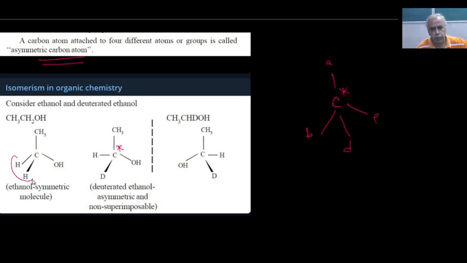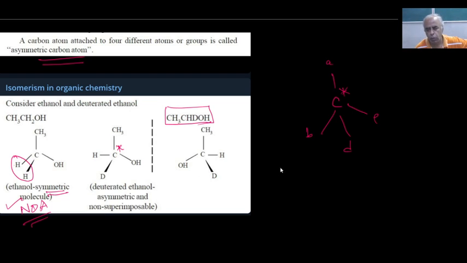This is not optically active. Why? Because there are two hydrogens, so it is not asymmetric. So this is a symmetric molecule. So ethanol is a symmetric molecule. It is not optically active. Whereas this deuterated one, deuterium meaning the isotope of hydrogen, is replacing another hydrogen. In that case, now when you keep a mirror, it forms non-superimposable mirror images. So this is the deutero compound. So it is asymmetric and it results in non-superimposable mirror images.